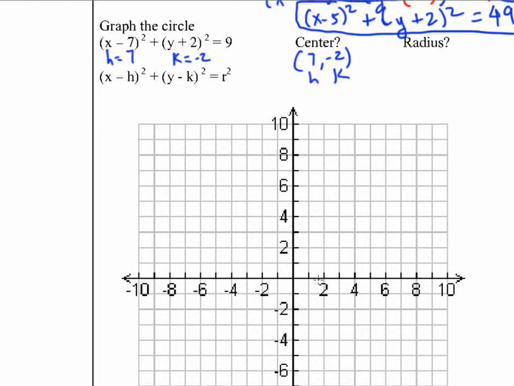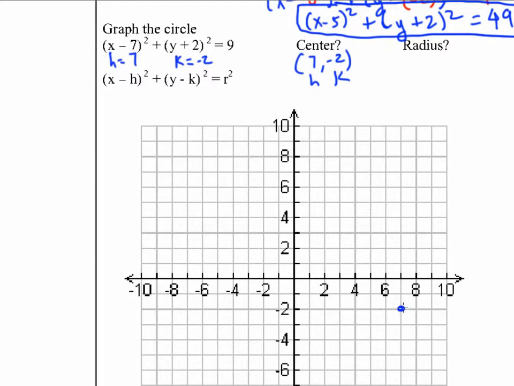Let's go ahead and plot that. 1, 2, 3, 4, 5, 6, 7, h, and then negative 2. That's the center. All right, our radius. Our radius is not 9. If you want to think about it like this, r squared equals 9. So what do you do to get r? You have to square root both sides. What's the square root of 9? r equals 3. The radius is not 9, it's the square root of 9, which is 3.